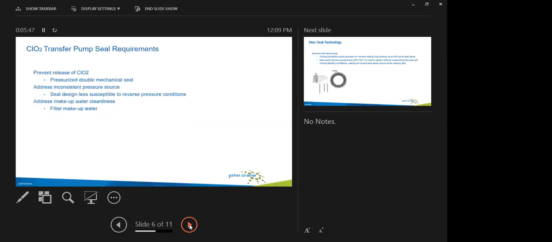So it was pretty simple what we needed to do as far as the seal itself. We needed to have a double seal that was pressurized, again, to prevent release to the environment. It needed to address anything that would be susceptible to reverse pressure conditions themselves. And we needed to also make sure that we took care of cleanliness of the water being used for the barrier system itself.